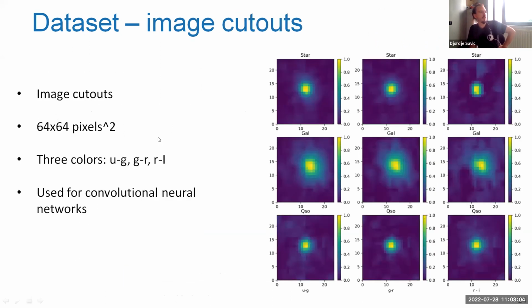In addition, we also have image cutouts that are 64 by 64 square pixels in the three colors U minus G, G minus R, and R minus I. And there have been a couple of attempts to use those images as well to improve the classification.